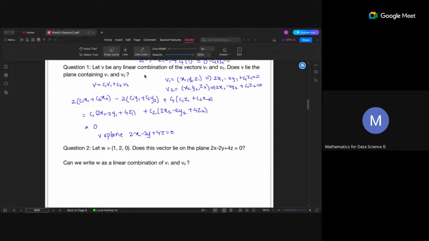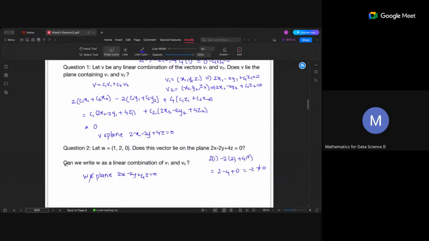So the next question is, let w equal to 1 2 0. Does this vector belong to this plane? No. Okay, so you check 2 times 1 minus 2 times 2 plus 4 times 0. That is 2 minus 4 plus 0, which is minus 2. So it is not 0. So it means this point W does not lie in the plane 2x minus 2y plus 4z equal to 0.